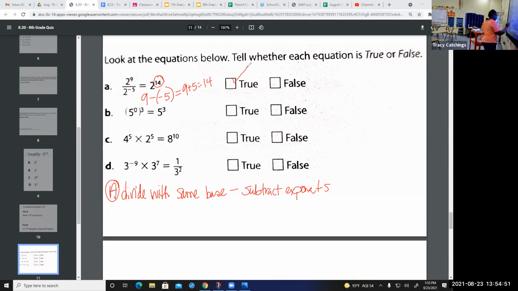All right, B is using a power by a power. We just learned we multiply those exponents.